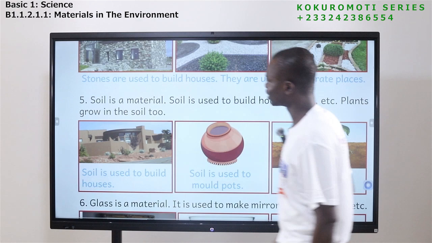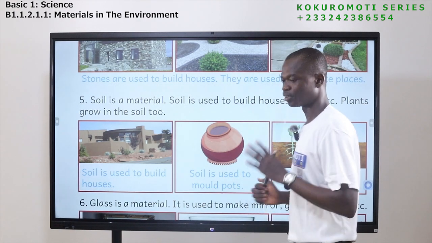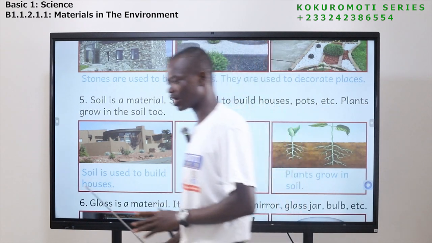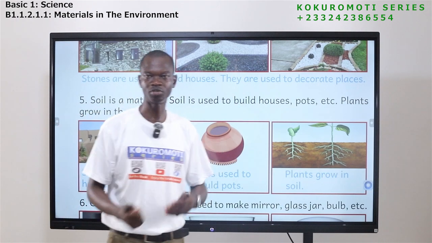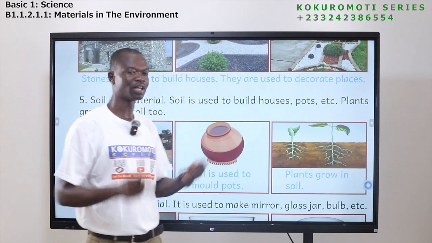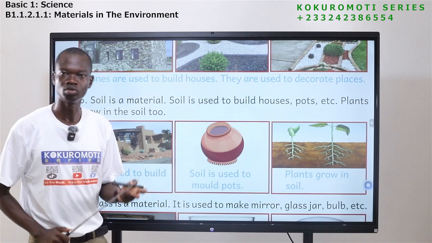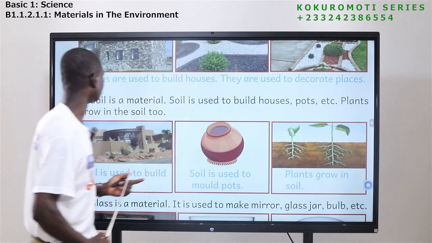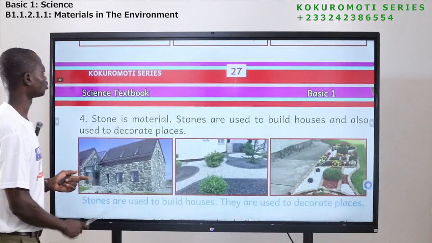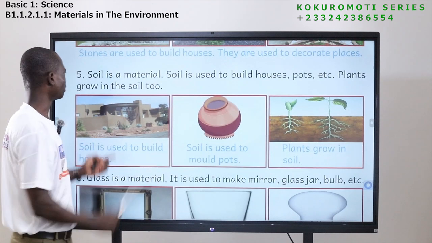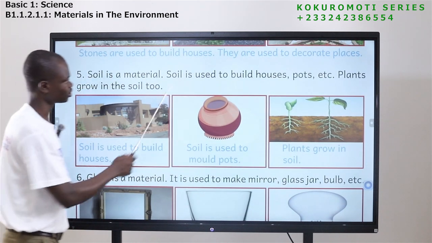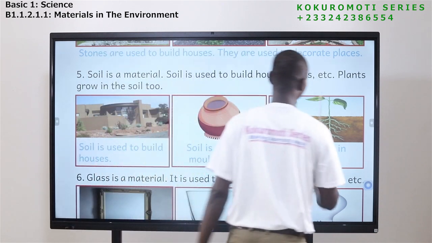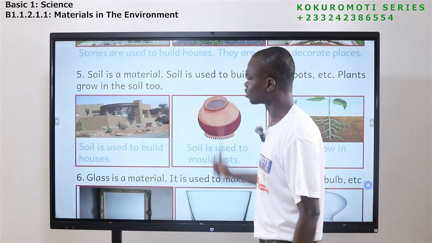The next one is soil. Remember, we are talking about materials and what they are used for. The objects that we use these materials to make. We have talked of metal, wood, we have talked of stones, we have also talked of plastics. Okay, so we are looking at what? Soil. Now, soil is a material. Soil is used to build houses, pots, etc. Plants grow in the soil too.